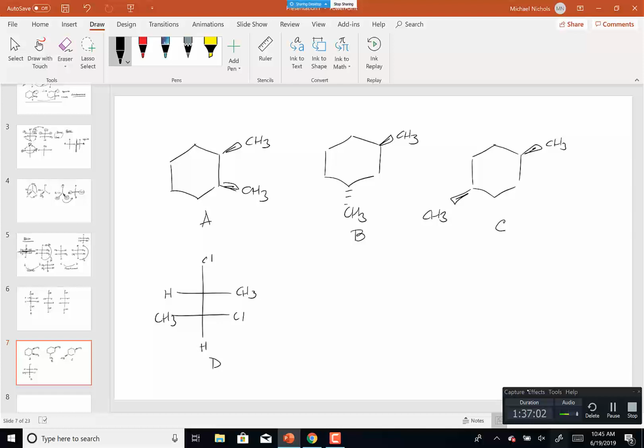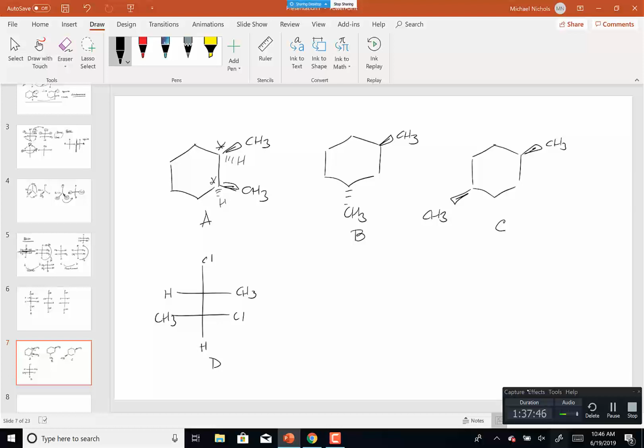Okay, let's start with A. Meso? Agreed? Anybody want to say not? Does it have chiral centers? Is this a chiral center? It's got a methyl, it's got a hydrogen, it's got a CH2, and it's got a not CH2. 4 different groups. Same thing's true for the bottom carbon. Hydrogen, methyl, CH2, not CH2. So it's got 2 chiral centers.